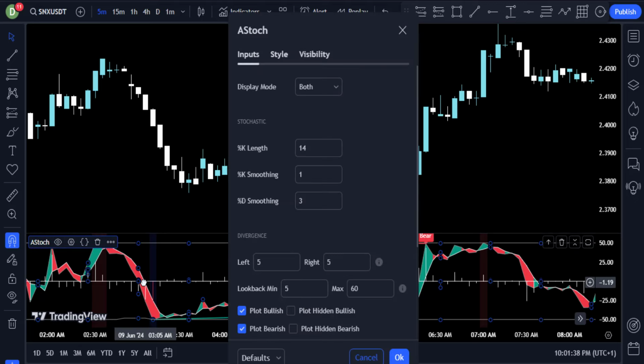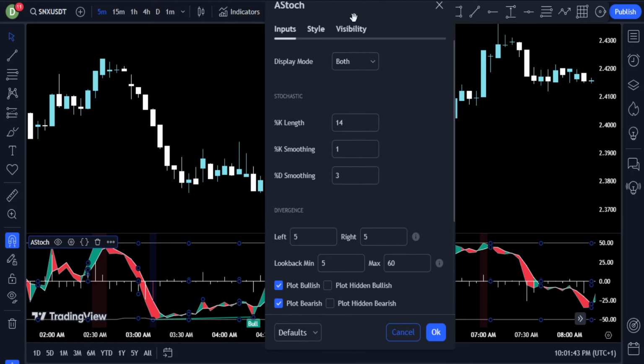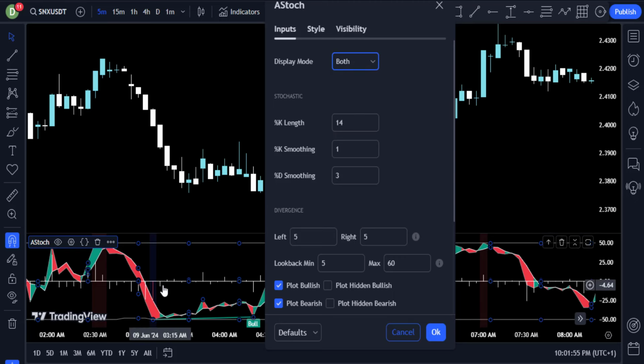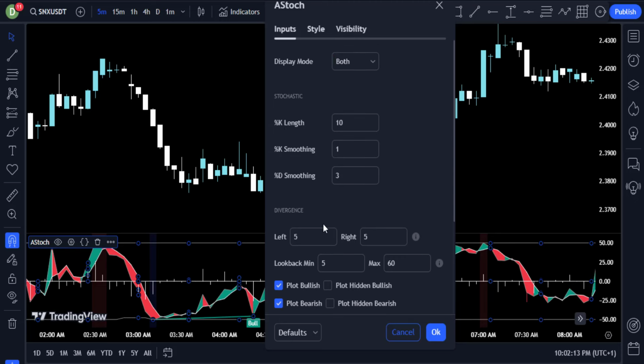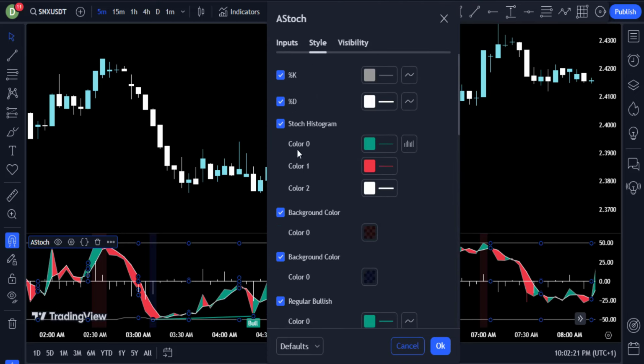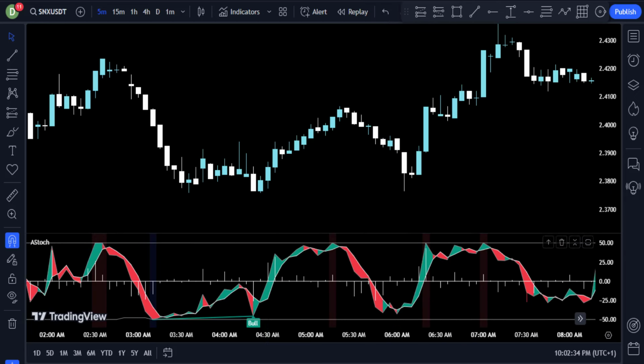Now, to set up the indicator, you are going to click on this gear icon here, or double-click anywhere on the indicator. And here in the input section of the indicator, you are going to leave the display mode on both because it will allow you to have a complete view of the indicator. Then this %K length, you are going to change it to 10 instead of 14. And you are going to leave all the other ones at their default setting. Then in the style section, you are going to leave everything at the default settings as well. And you will then click OK.